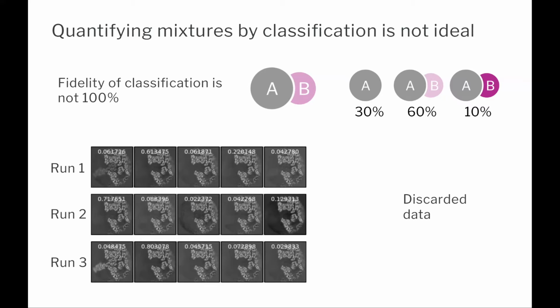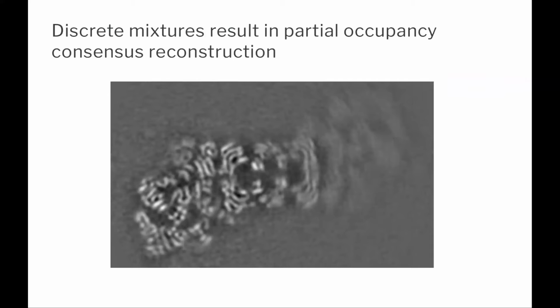So how many particles are we missing? We don't know. So this is basically the problem set Occupy tries to deal with, to look at the consensus reconstruction instead of relying on pseudo-quantitative processing pipelines.